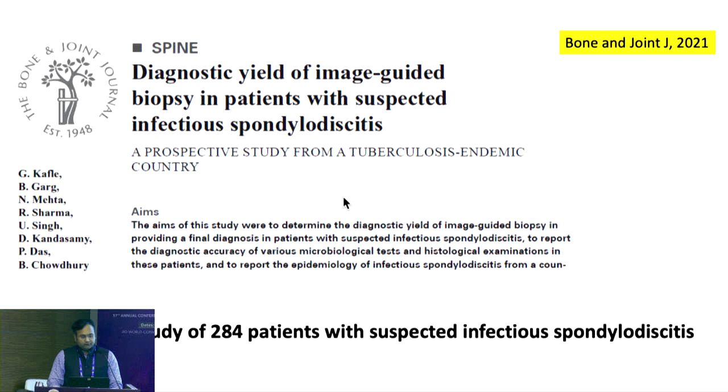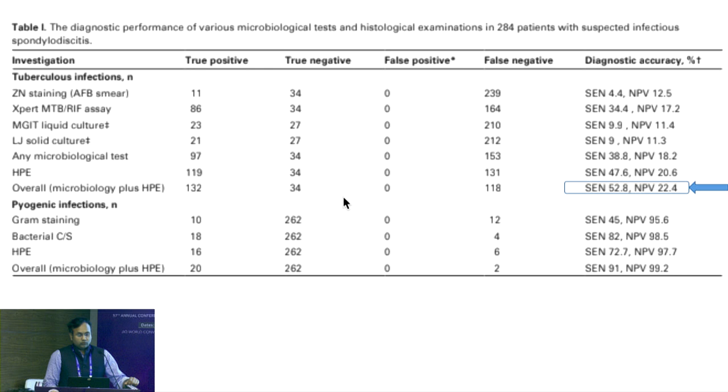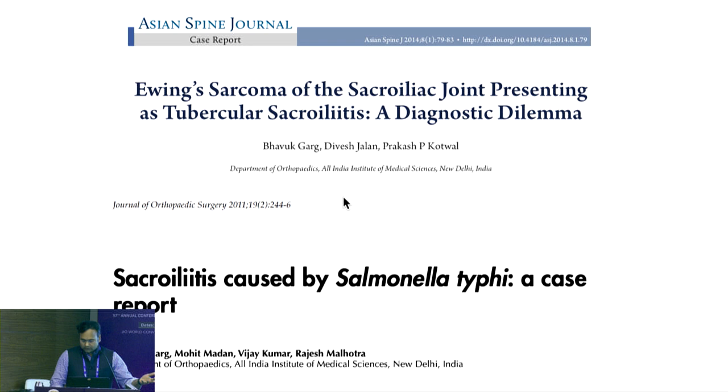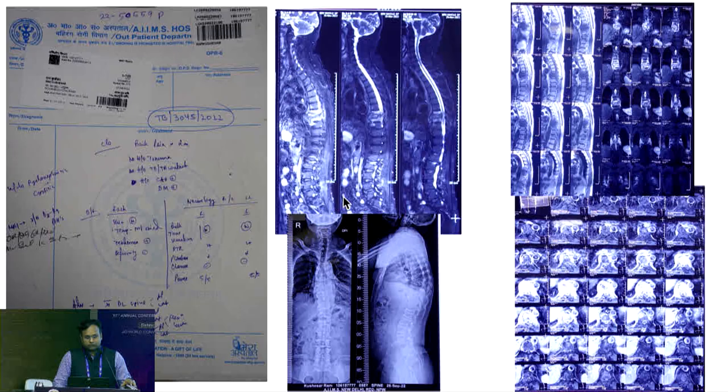So this is the paper which we published, the diagnostic yield of image-guided biopsy in suspected tuberculosis. It was a prospective study, and this is the outcome. The overall sensitivity was 52%. We could get the diagnosis only in those cases, and the most common was from GeneXpert and histopathology. Various infections and various tumors can also mimic it, even in the sacroiliac joints, Salmonella. So everything can be possible, even hydatid cyst. My previous speaker has also shown you different cases.